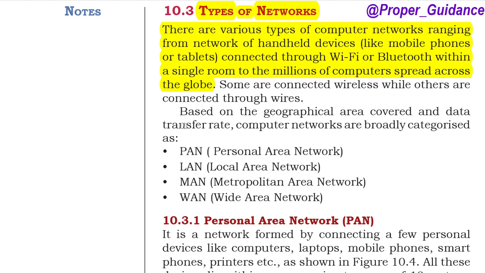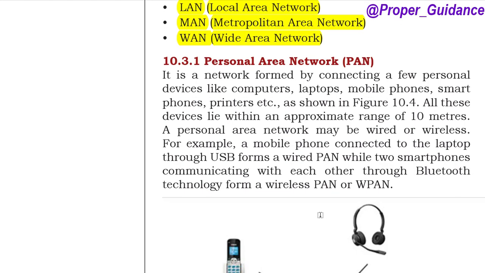Based on the geographical area covered and data transfer rate, computer networks are briefly categorized into the following sections. First, PAN, meaning personal area network. Then LAN, local area network. Then MAN, metropolitan area network. Then WAN, meaning wide area network. Now one by one we will discuss these points.